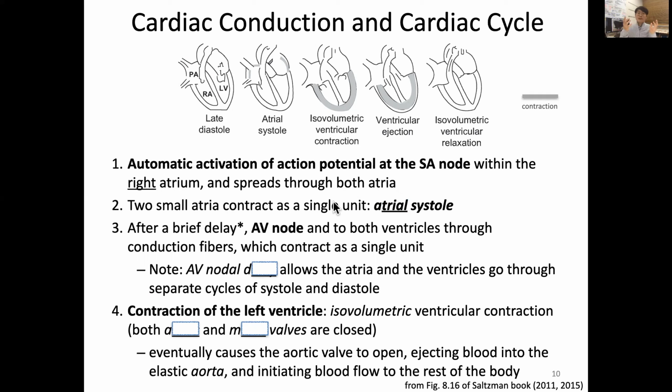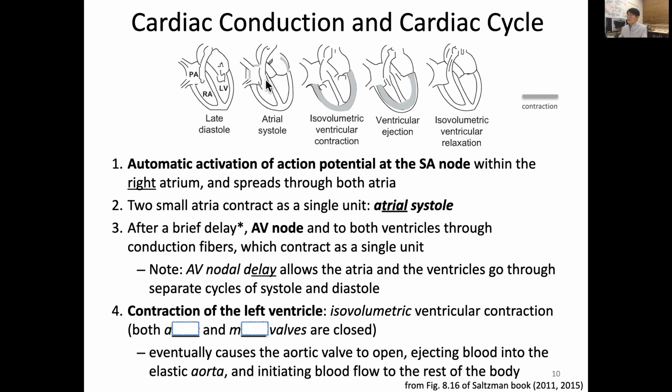And the role of the atria is only sending the blood to the next room, the ventricle, so it doesn't require too much pressure. So the wall thickness is pretty thin. And because the atria have to contract before the ventricular systole, it's good to have a delay in time. That we call the AV, atrioventricular nodal delay. And that allows the atria and the ventricles to go through separate cycles of systole and diastole.